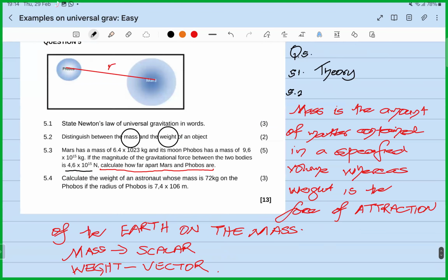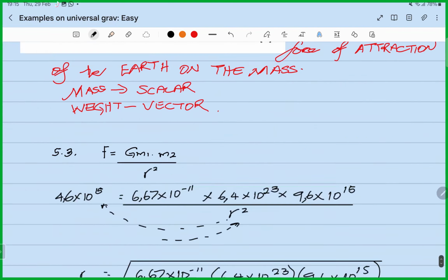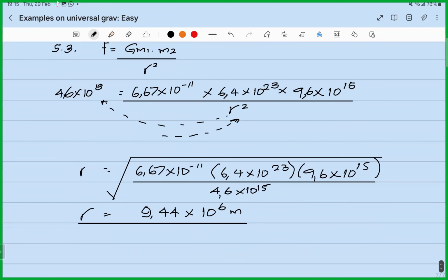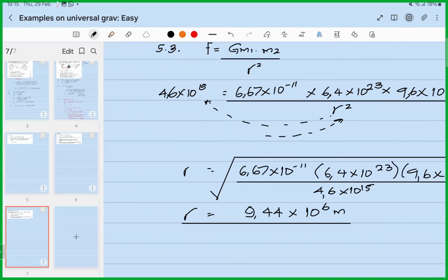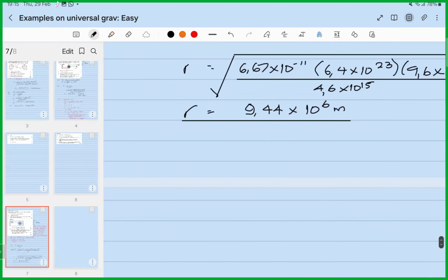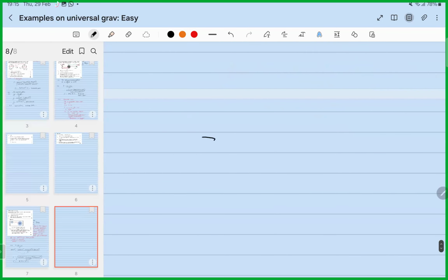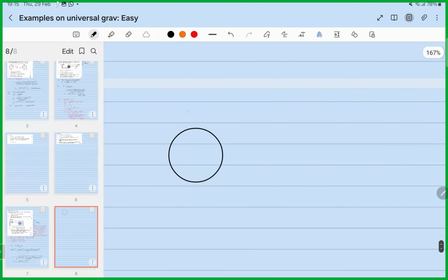Calculate the weight of an astronaut whose mass is 72 kilograms on Phobos if the radius of Phobos is 7.4 times 10 to the 6 meters. Let me explain this question by drawing a little diagram. I'm going to do this on the next page. So you've got Phobos here, and you want to find out what is the weight of an astronaut that's placed on the surface of Phobos.